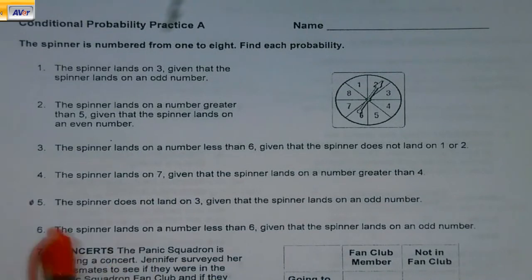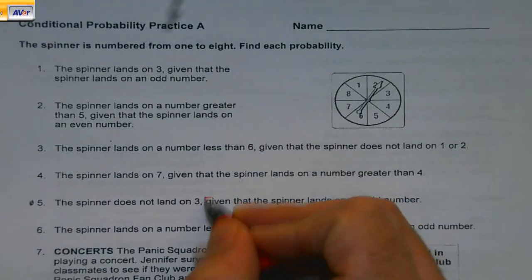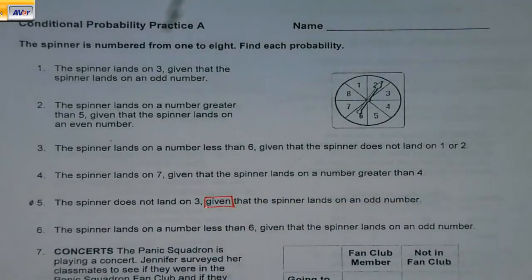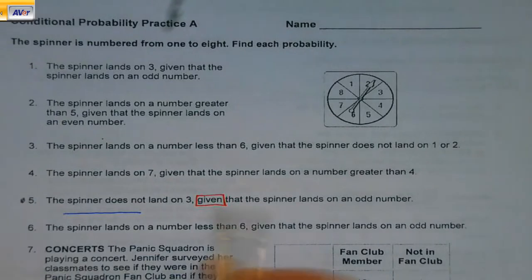So I read number 5. The spinner does not land on 3. Oh, there's the magic word. Given, or it might come across as "if you know," or something like that, that the spinner lands on an odd number. So we chatted a bit yesterday about what this is going to look like. We're going to have a fraction. We'll do some with words here. Whatever's after given, whatever event occurs, that's your denominator. If the spinner lands on an odd number.